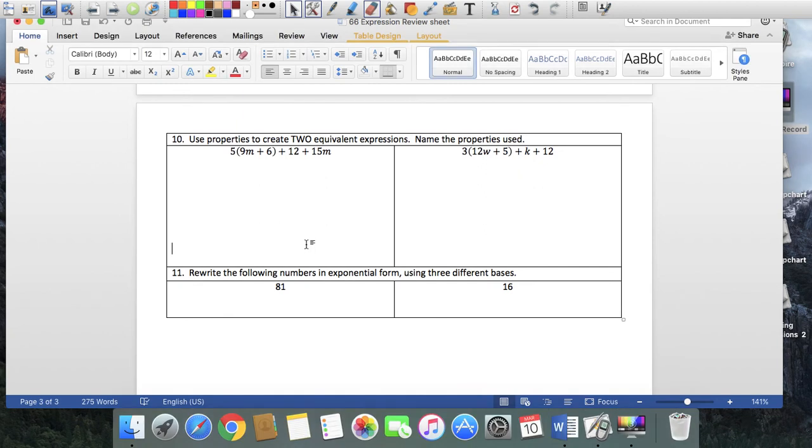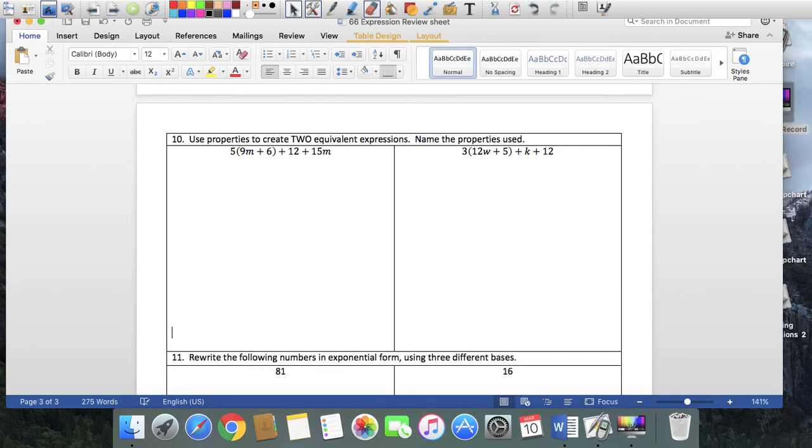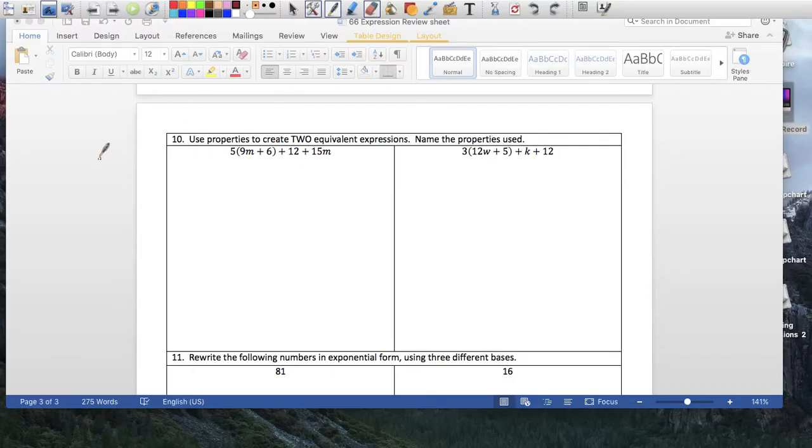Use properties. So again, you did that exercise on Friday, and I'm just asking you to justify your steps here. So let me write properties over here. Properties.